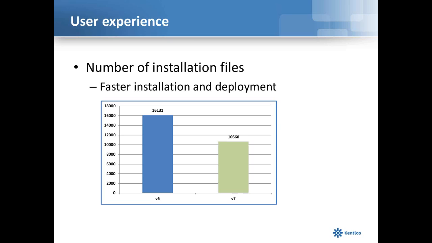As you can see, we have removed about 6,000 files, which eventually means that if you need to deploy your project into, let's say, Windows Azure, or if you install it, it's now much faster because it doesn't need to handle these 6,000 files more. It can do it much more efficiently. And let me show you how we did it.